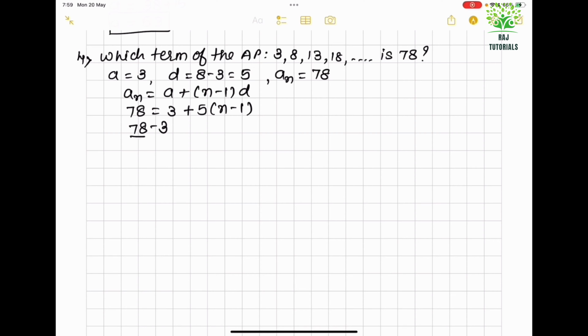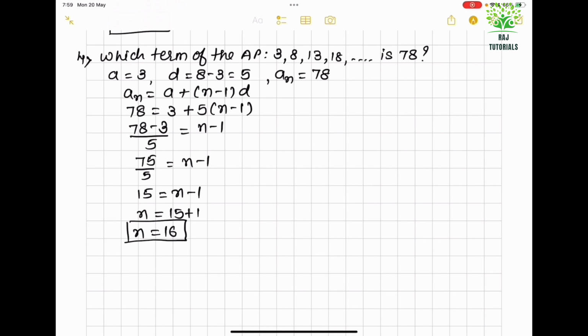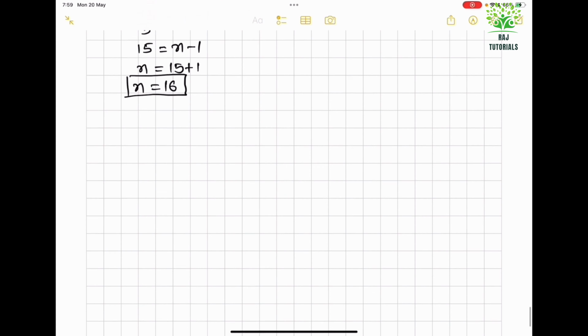So 78 minus 3 by 5 will be N minus 1. So 75 by 5 equal to N minus 1. So 15 equal to N minus 1. So N will be 15 plus 1. So N equal to 16. So 16th term of the AP will be 78.